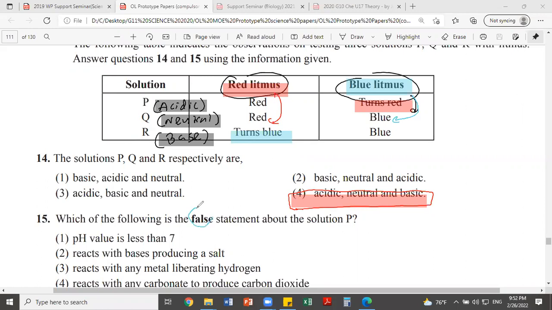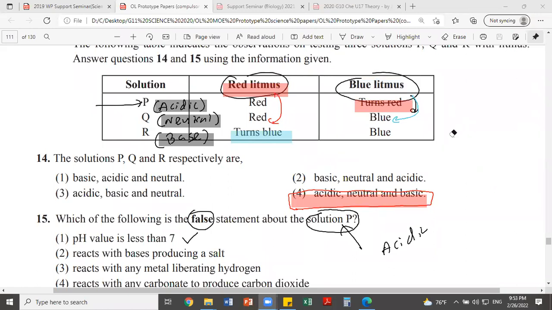Let's see. They are asking for the false statement, about solution P. Solution P is acidic. An acidic solution has a pH value less than 7. That is correct, it's acidic. Why is it acidic? It turns blue litmus into red. Therefore it's acidic.